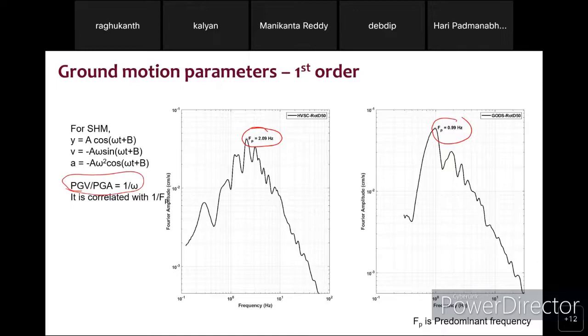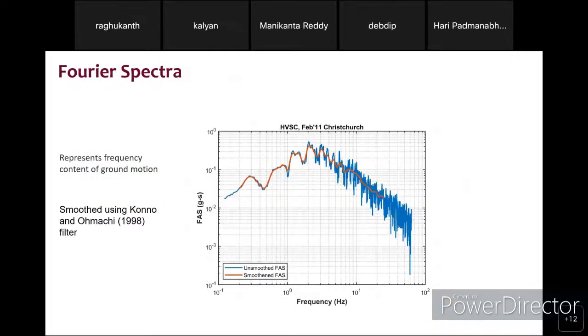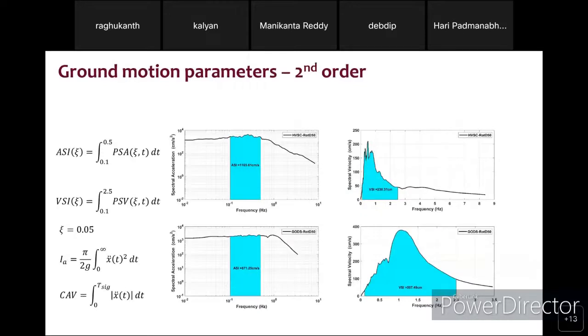So the ratio and predominant frequency we estimated, and then the Fourier amplitude spectra were estimated. After that, you compute the response spectra, then the area under the response spectra, say from 0.1 to 0.5 second, which is called the spectrum intensity, and then VSI, the velocity spectrum intensity. So all these things have been estimated.